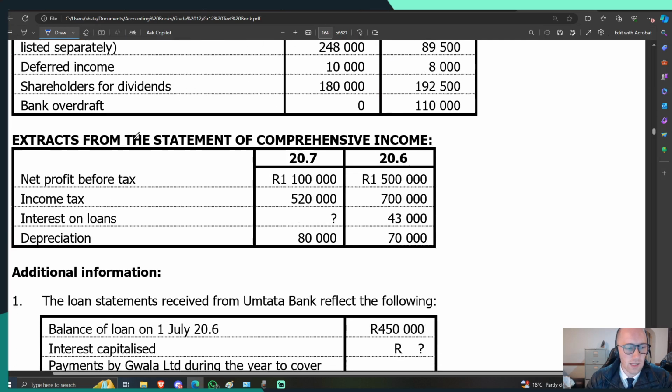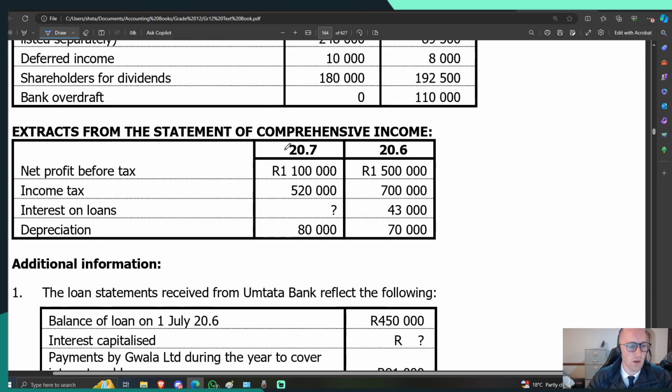So let's see about the income statement. We've got our net profit before tax. We will use this figure, the 20.7 figure, not the 20.6 figure. We need the 20.7 figure. That is the end of the current financial year. And we've got our depreciation, and we need the interest paid, that is interest on loans.